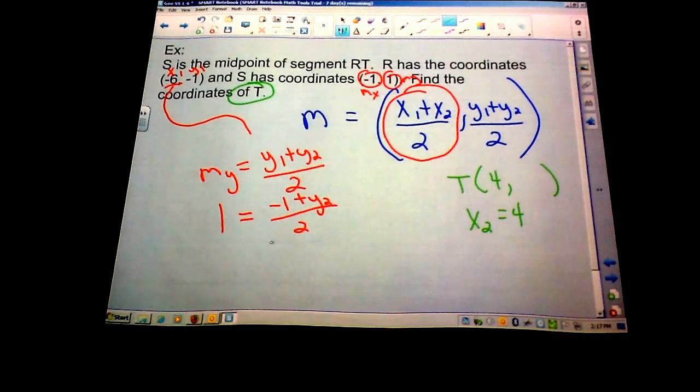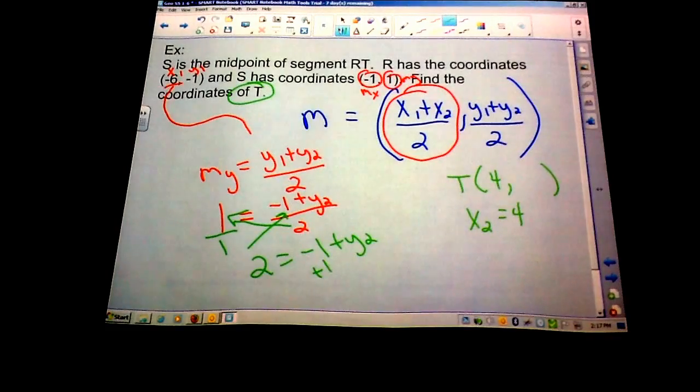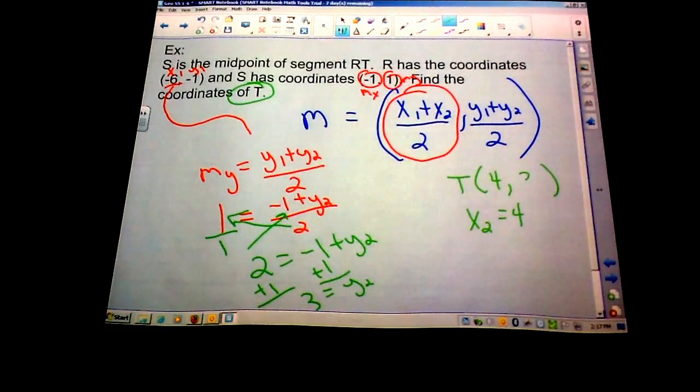Well, from here it's exactly the same as what we just worked. I'm going to put this over 1. I'm going to cross multiply again. So I'm going to have 2 times 1, which is 2, is equal to -1 plus y sub 2. Well, if I add 1 to both sides, then now I can figure out what y sub 2 is going to be. So it looks like y sub 2 is going to be 3. So the other endpoint of my RT segment would be 4, 3.